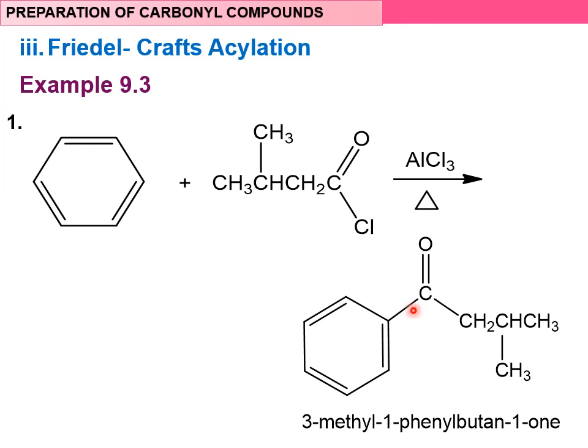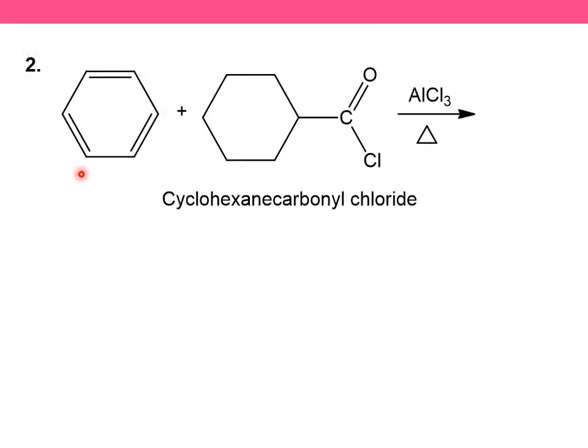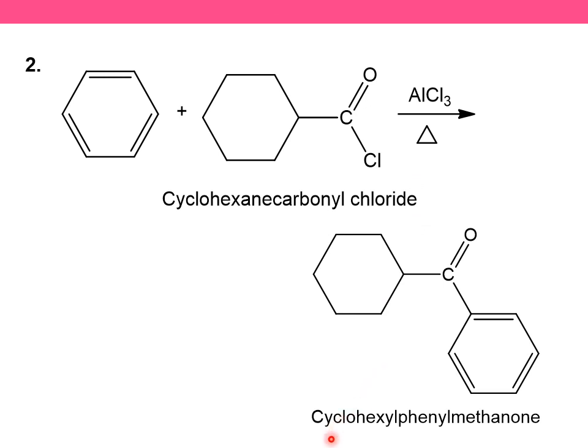3-methyl, because this is carbon number 1. 1, 2, 3, 4. It's a butanone. So at carbon number 1, we have a phenyl. At carbon number 3, we have a methyl. Let's do question number 2. We have a benzene ring reacting with a cyclohexanecarbonyl chloride. This is the IUPAC name for the reactant we're using. Together with the Lewis acid and heat, we are going to get a cyclohexyl phenylmethanone. Methanone is here, the carbonyl group having only 1 carbon. At methanone, attached is a cyclohexyl and a phenyl.